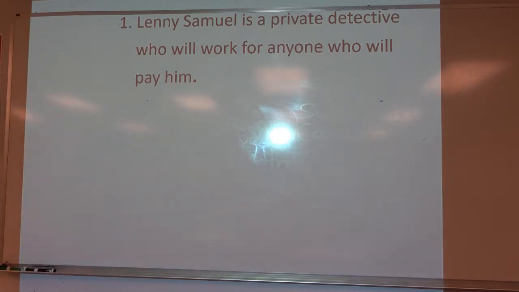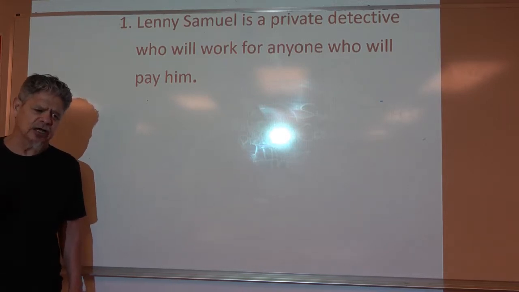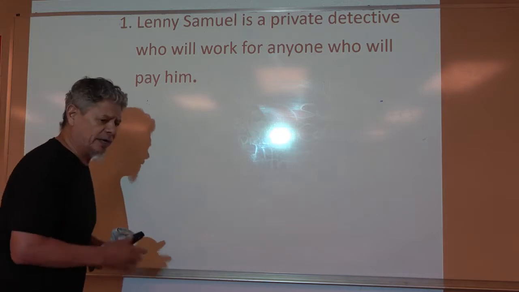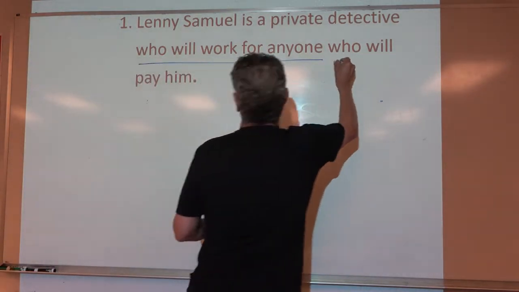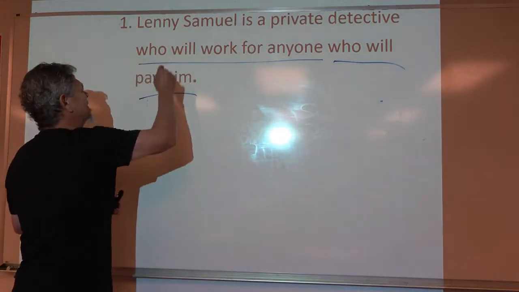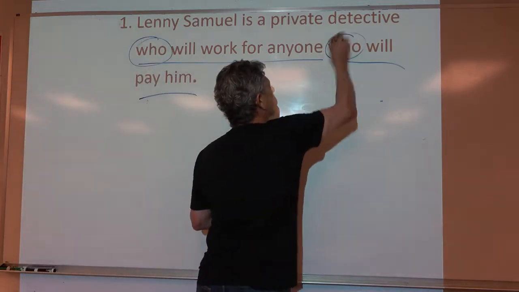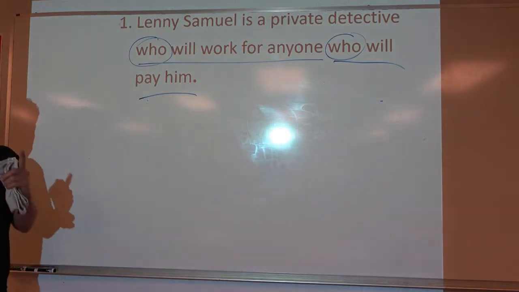Lenny Samuel is a private detective who will work for anyone who will pay him. This sentence has 2 dependent clauses. The first one is, who will work for anyone. The second one is, who will pay him. These 2 dependent clauses begin with a relative pronoun. Yes. Okay? All right. So this is what I want you to do.